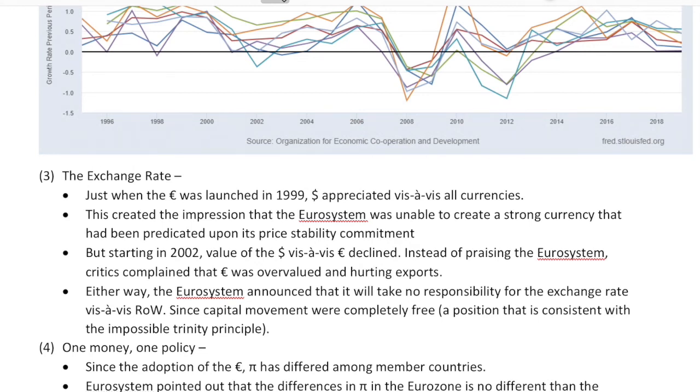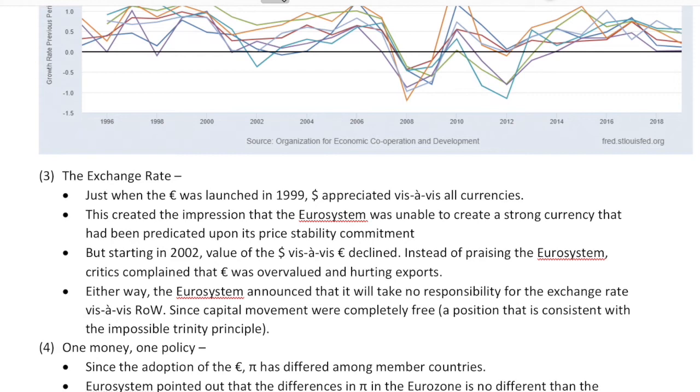But in 2002, the value of the dollar vis-a-vis the euro declined. Once again, this is the aftermath of the dot-com bubble bursting, and 9/11. So in 2002, the dollar depreciated vis-a-vis the euro. But here's the problem: instead of praising the euro system, now critics complained that the euro was overvalued and it was hurting exports. So clearly, there's no way for the European Central Bank or the euro system to make everybody happy. Someone is always going to be unhappy in some camp.